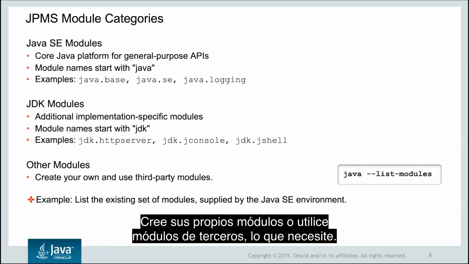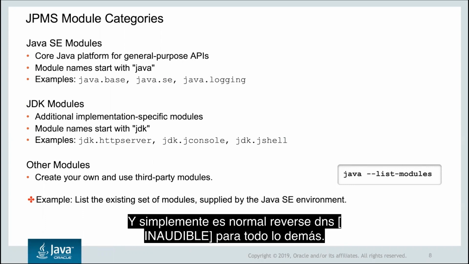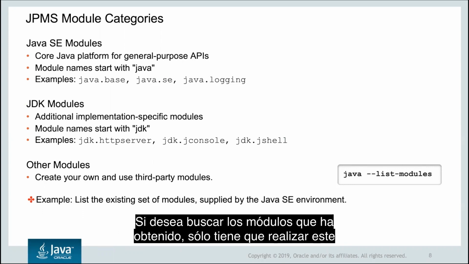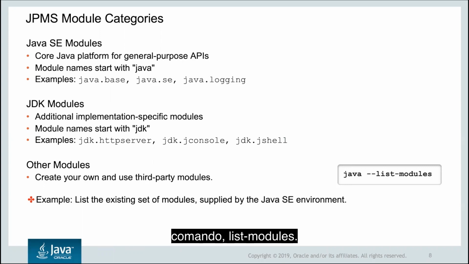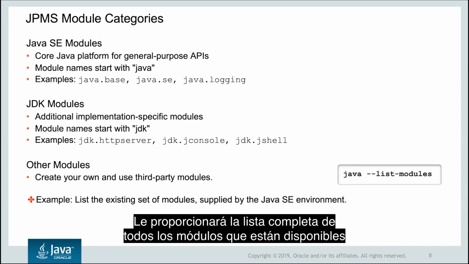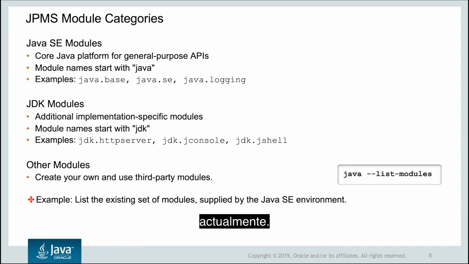And then you create your own modules or use third-party modules, whatever else you need, and that's just normal reverse DNS notation for everything else. If you want to find which modules you've got, just run this command, list modules. It will tell you, yeah? It will give you the entire list of all modules that are currently available.